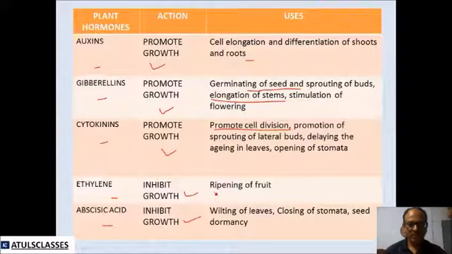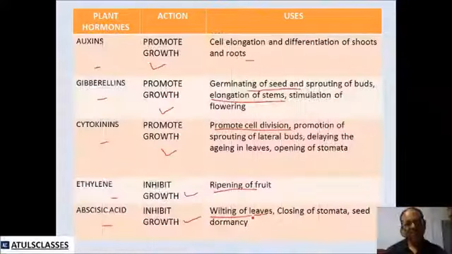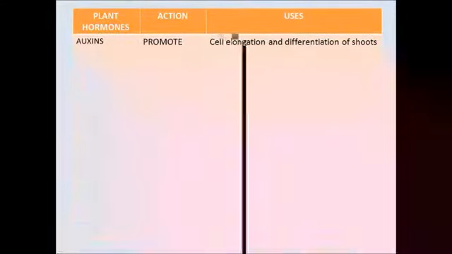So you know that most of the fruits we get nowadays are ripened with the help of ethylene gas. And the last one, abscisic acid, helps in wilting of leaves. So why, during the seasons, do plants shed their leaves? It's only because they are wilting, because of the action of the hormone abscisic acid.